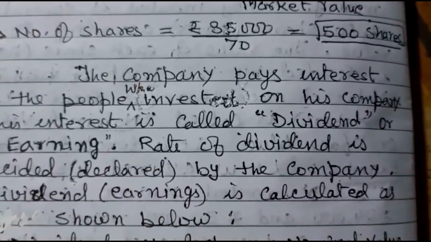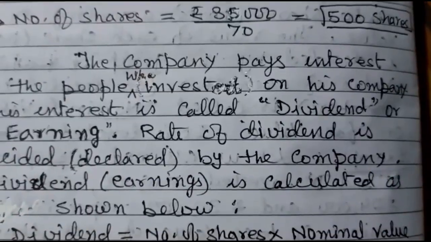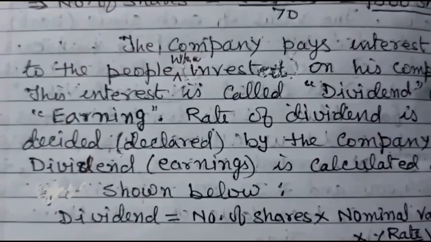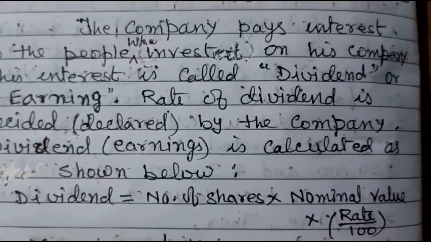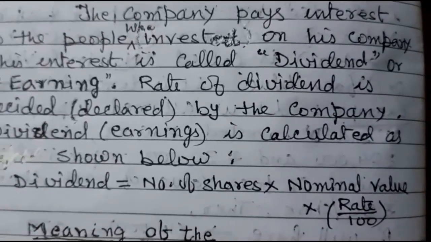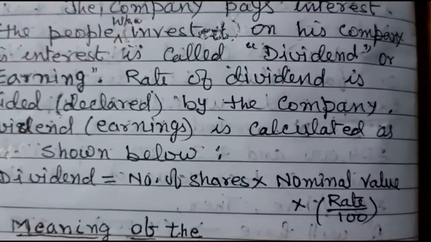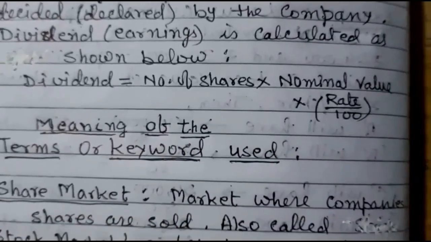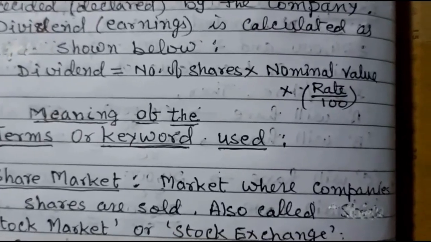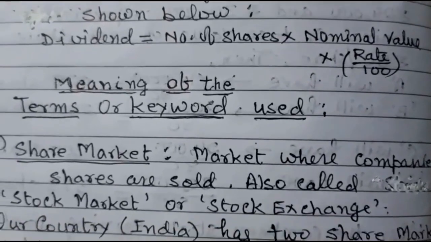The company pays interest to the people who invested in the company. This interest is called dividend or earnings. Rate of dividend is decided or declared by the company. Dividend or earning is calculated as shown below. Dividend equals number of shares into nominal value into rate divided by 100.